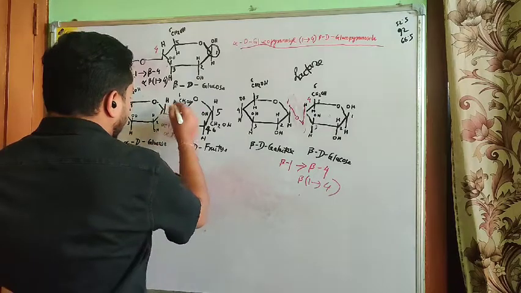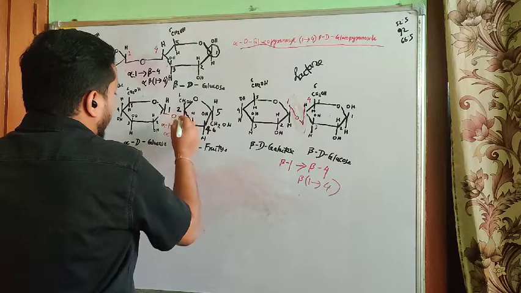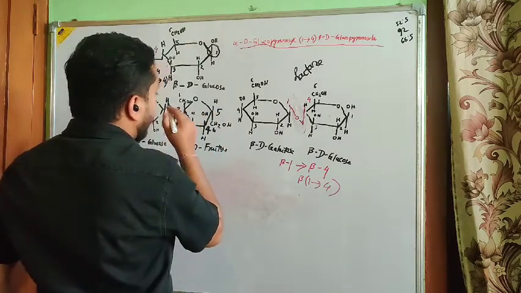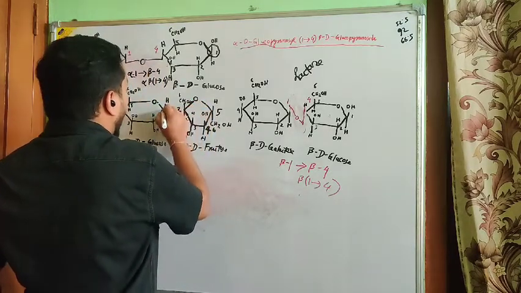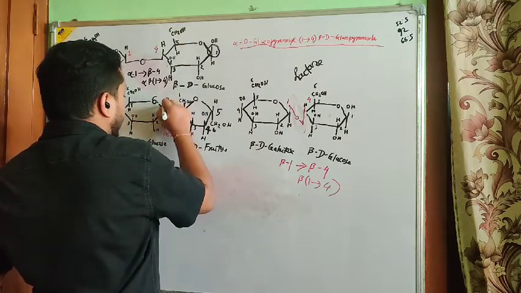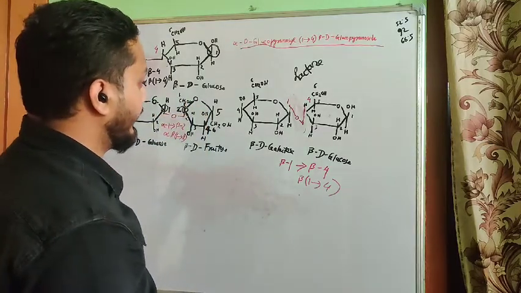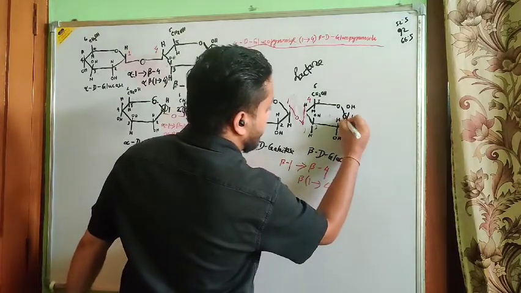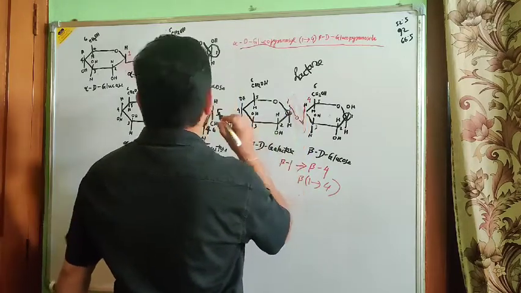But here in case of sucrose, both of these anomeric carbon atoms, this one and this one, take part in bonding. Again, here in case of lactose, this is the free anomeric carbon atom, and this takes part in bonding.